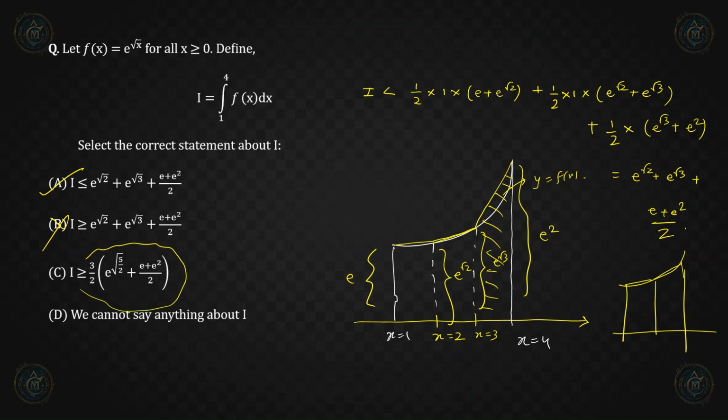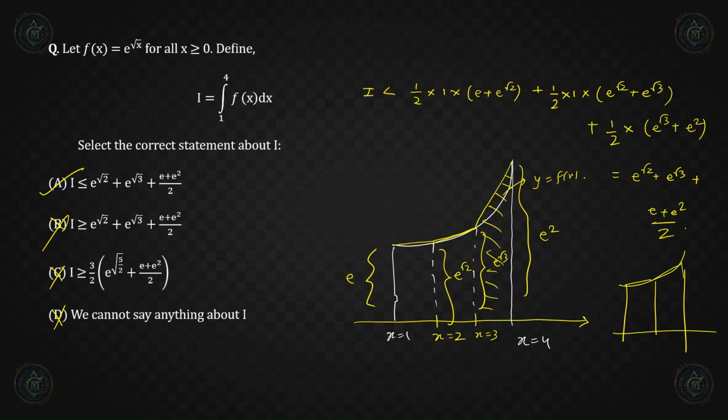So this thing you can check, the total area of the trapeziums will be greater than this I. That's why option C is going to be false, because I is not greater than or equal to this value, I is less than or equal to this value. And we cannot say anything about this I. This is false. So the correct option in this case will be option A.